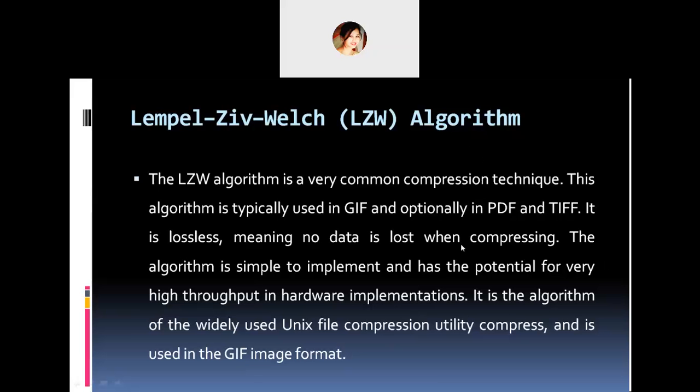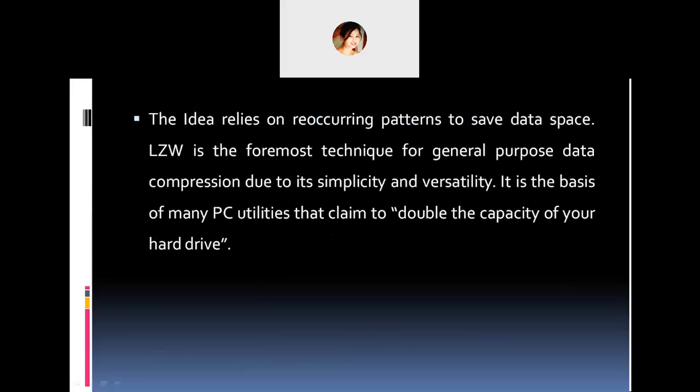This is lossless, that is, no data is lost when compressing, and this algorithm is simple to implement and has the potential for very high throughput in hardware implementations. It is widely used in the Unix file compression utility compress, and also in the GIF image format. We mainly use this for image formats as well as some PDF formats.